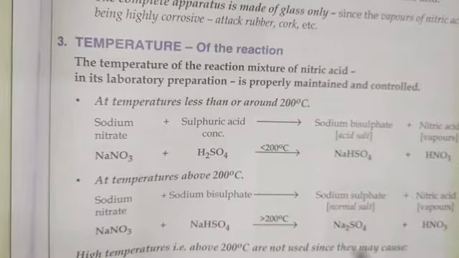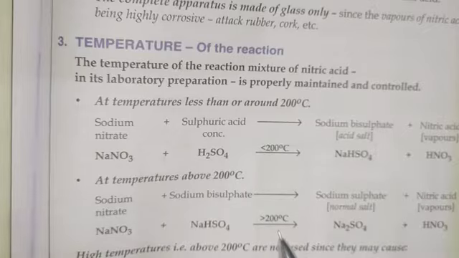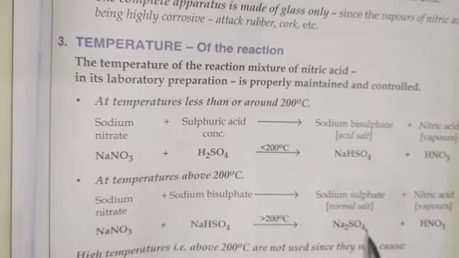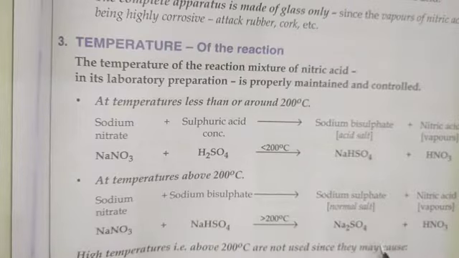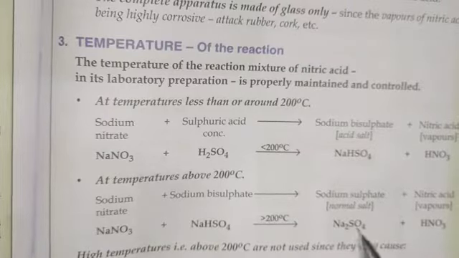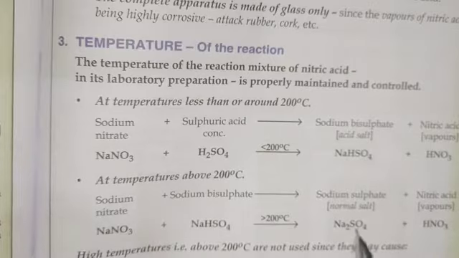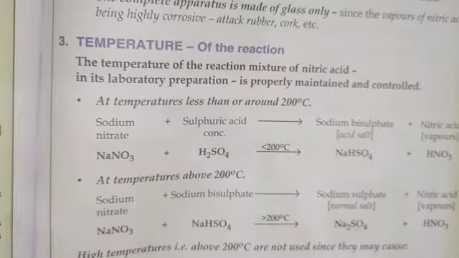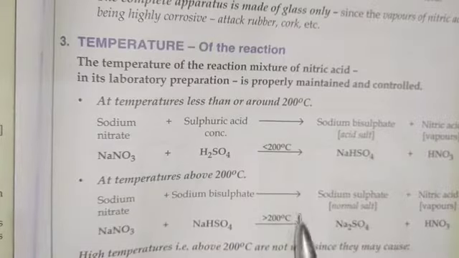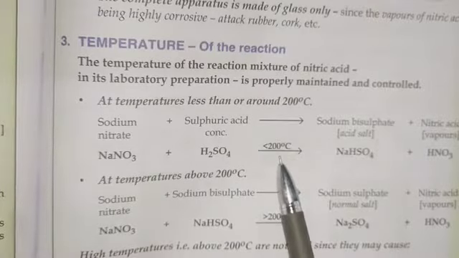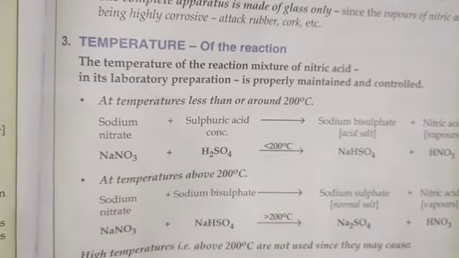Since the temperature is higher than 200 degrees Celsius, it can damage the glass apparatus and further it can decompose the nitric acid. And the third thing is that a hard residual crust of sodium sulfate or potassium sulfate will be obtained, and it will stick to the bottom of the flask. It is a poor conductor of heat, so it cannot be removed easily from the apparatus. That's why we prefer the temperature less than 200 degrees Celsius during the preparation of nitric acid in the laboratory.